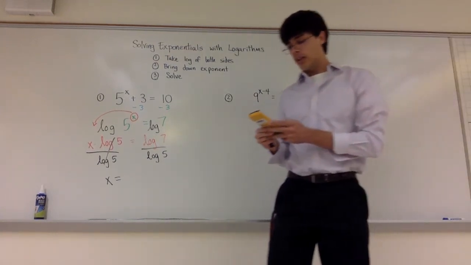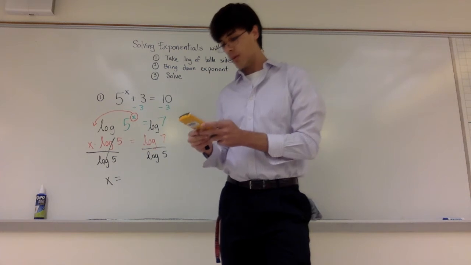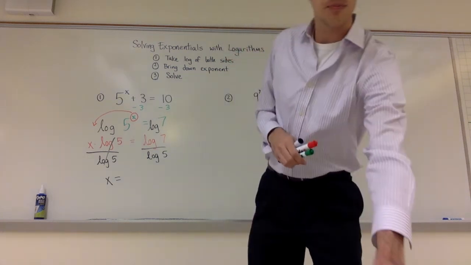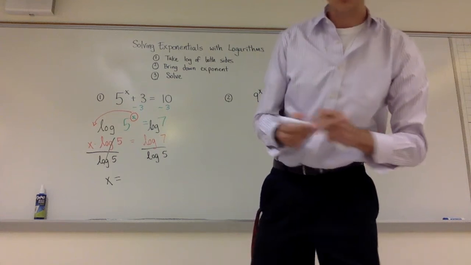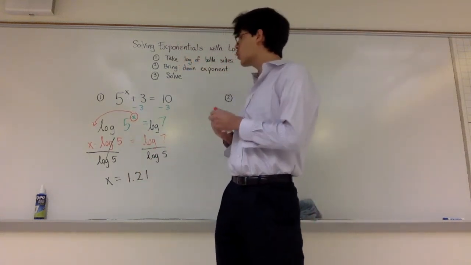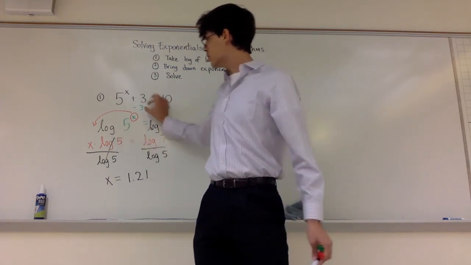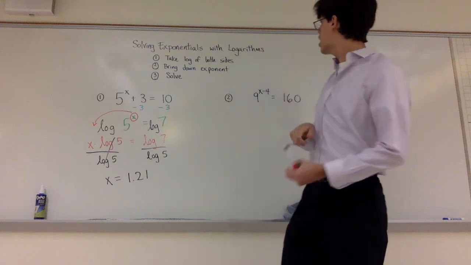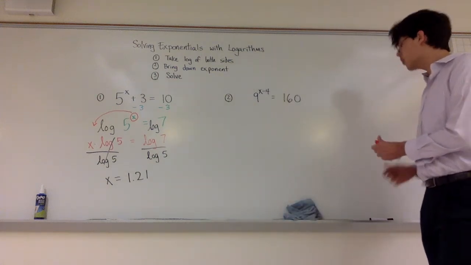When you type this in the calculator, just make sure that you close the parentheses. If you don't close them, it might misread it for you. But if you round the answer here, it looks like x equals 1.21. So after we took the log of both sides, we dragged down our exponent, we divided, and we were able to solve that equation.